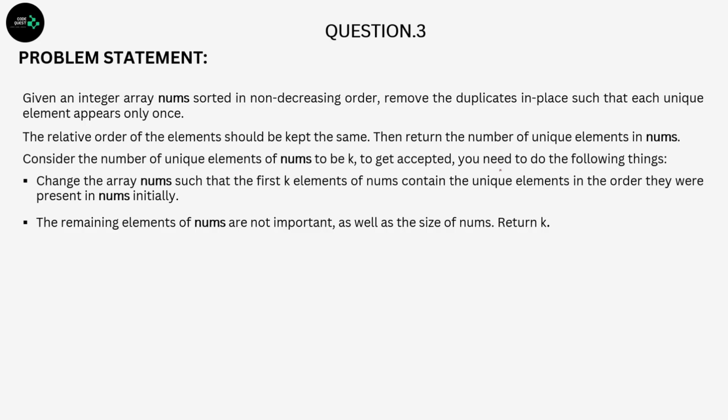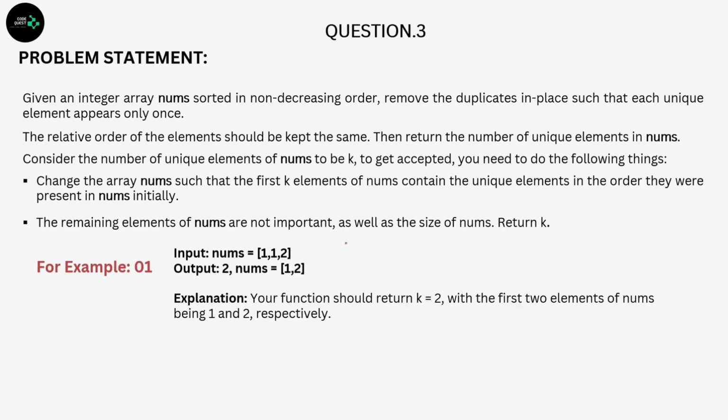So what we need to do is change the array nums such that the first k elements of this array contain the unique elements in the order they were originally present in the array. The remaining elements of nums are not important, whatever elements are there, let them be, as well as the size of nums. At the end, I should return k, which is the count of how many unique elements are present in the array.